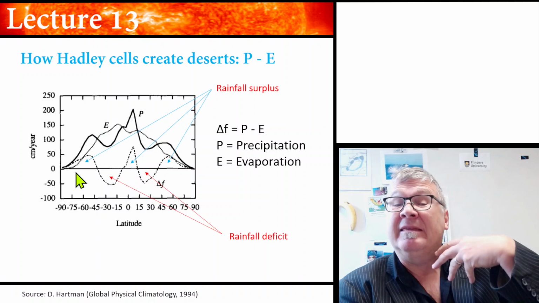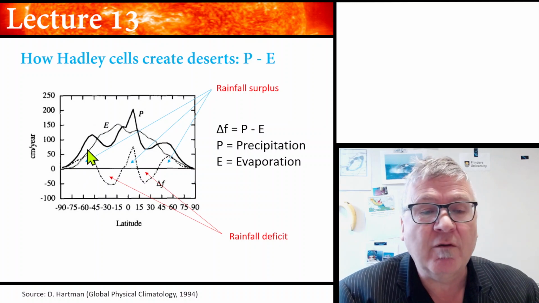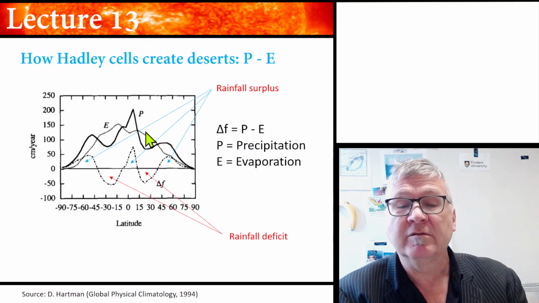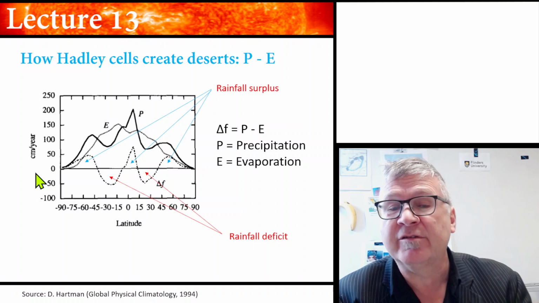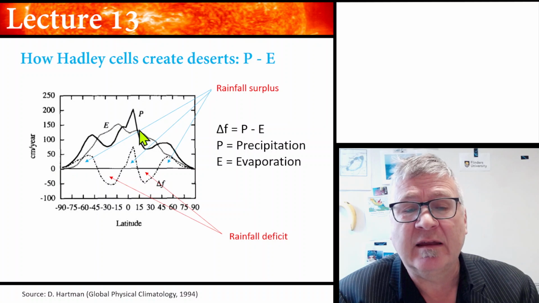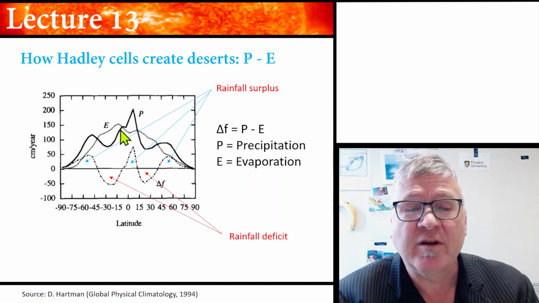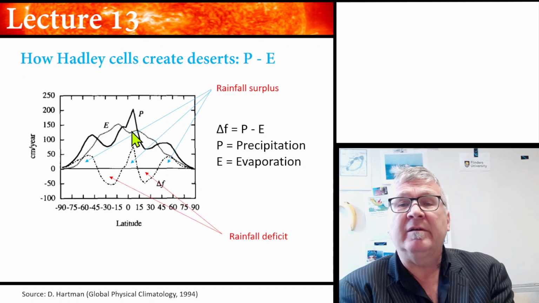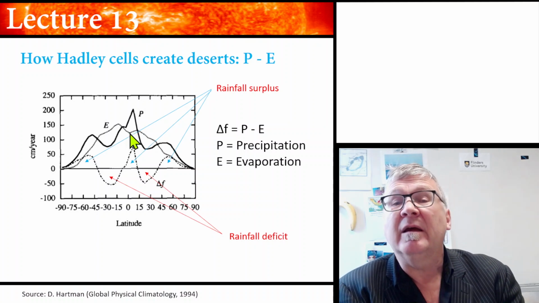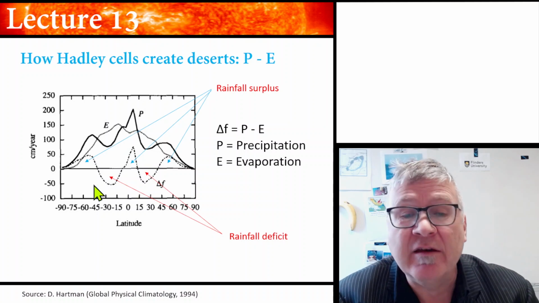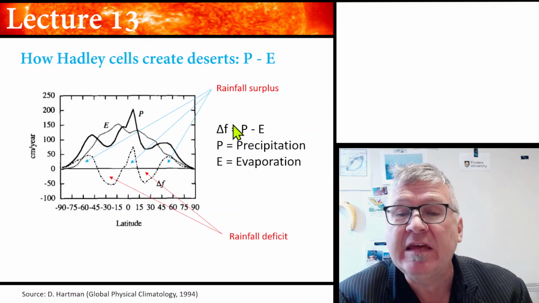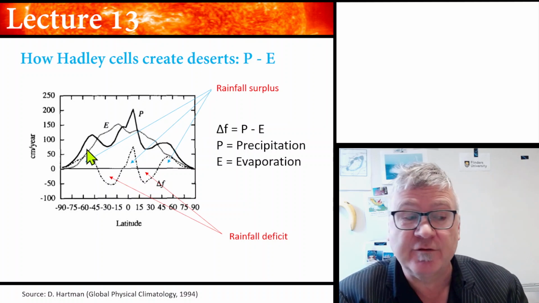And the dashed curve is the evaporation curve. You can see the evaporation, and evaporation is a strong function of the surface temperature. That's why you get a higher evaporation, because in the warmer regions the atmosphere can hold more water vapor, and it also induces a higher evaporation in these areas. And the difference is called delta F, and it's P minus E. This is the difference curve here.